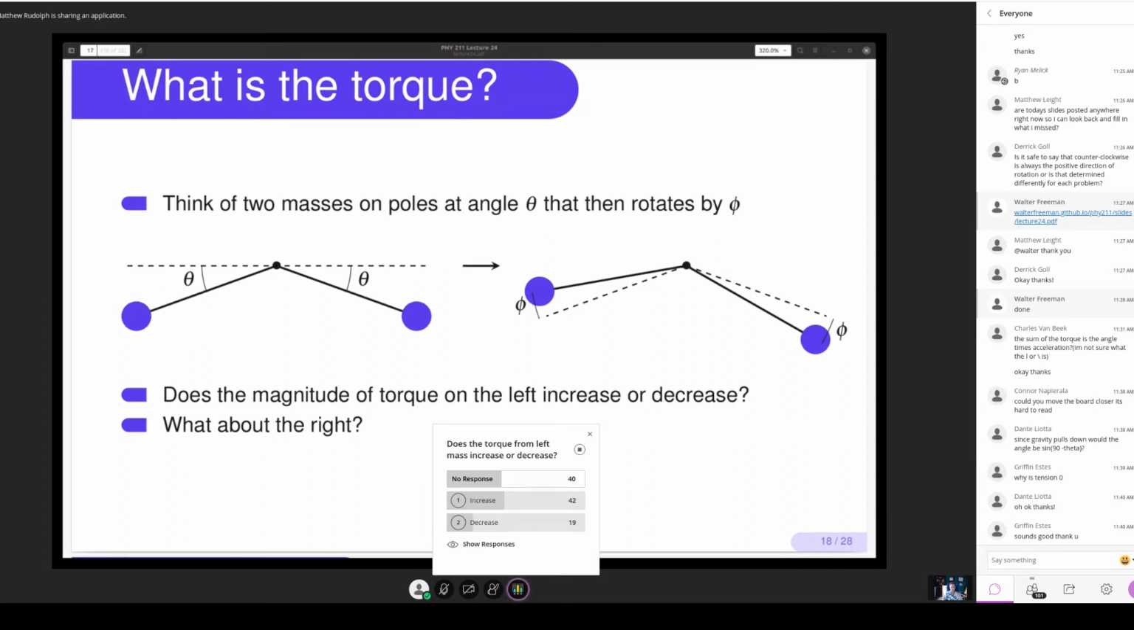Okay, so let's see. 3, 2, 1. All right, so increase is the more popular answer. It's about two-thirds to one-third. So why don't we start stepping through this? Make sure you think about this carefully.